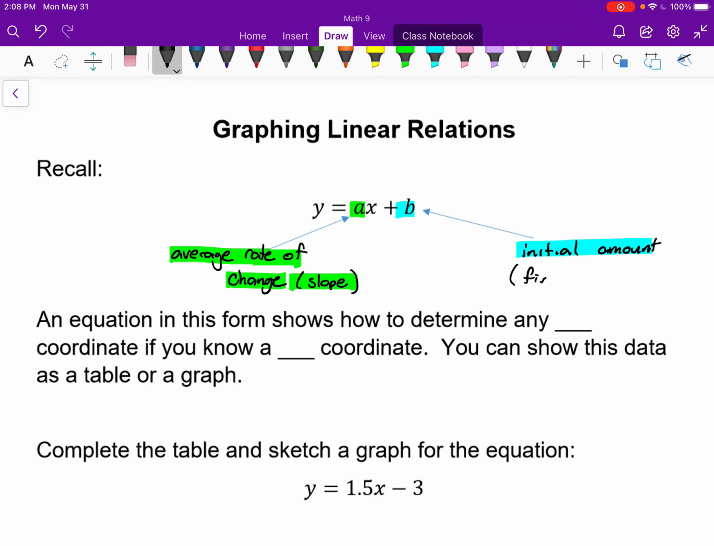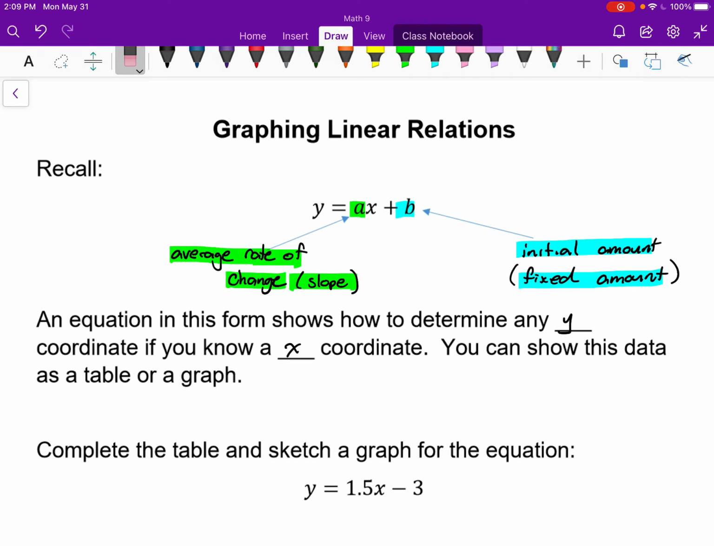Or you can call it the fixed amount. The constant, the amount that we have at the start. And so in general, if you have an equation like this, it's literally telling us a rule about how to determine any y coordinate if you know an x coordinate. It tells you the rule, y equals, the y coordinate equals whatever x is times some number plus some number. It's mathematically telling you the rule of how you can find any y coordinate if you know an x coordinate. And if you have that rule, we can then visualize it as a graph or a table.